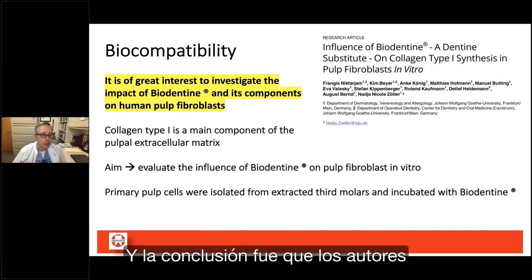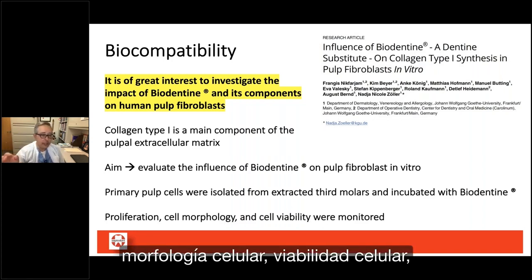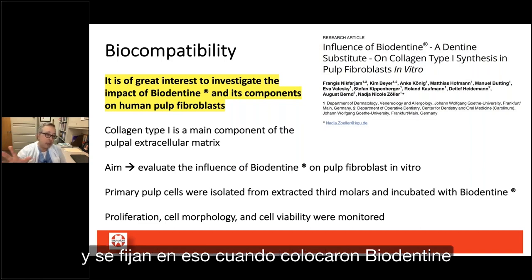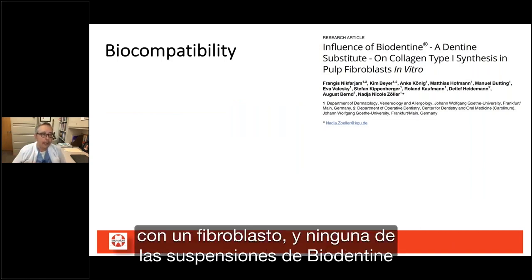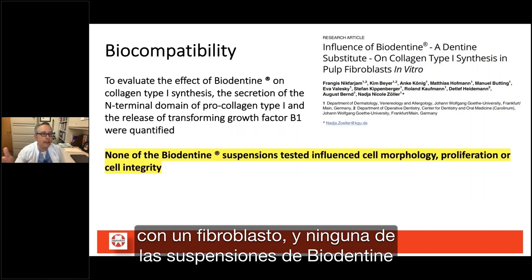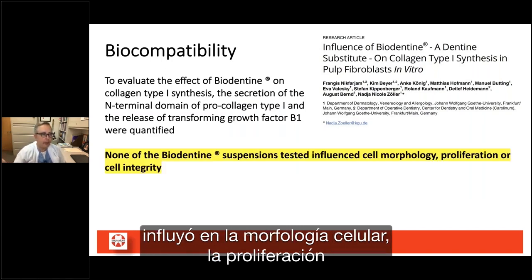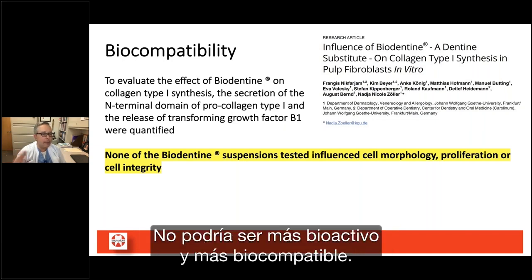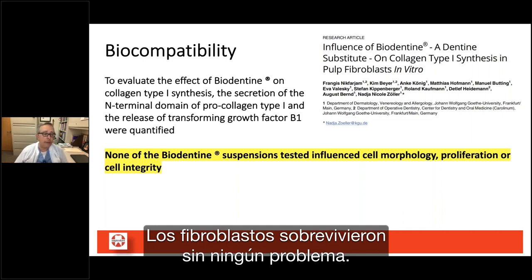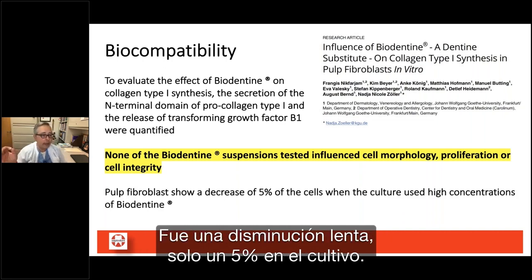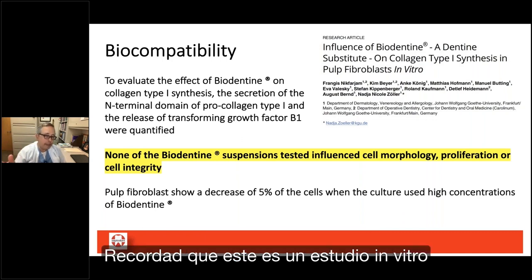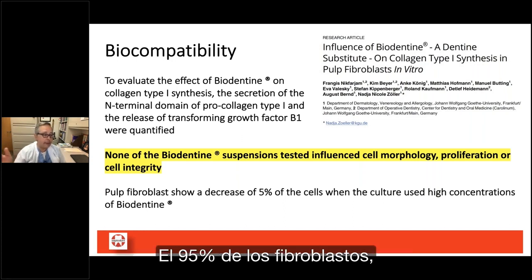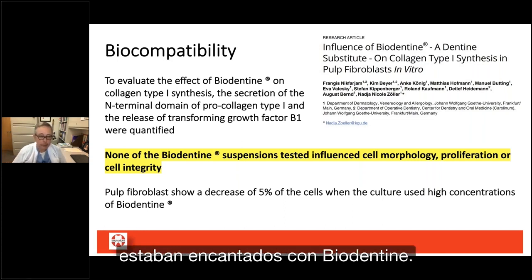The authors looked at proliferation, cell morphology, and cell viability when they placed Biodentine with the fibroblasts, and none of the Biodentine suspensions influenced the cell morphology, proliferation, or cell integrity. That cannot be more bioactive and more biocompatible. The fibroblasts survive without any problem. It was a slow decrease, only 5% in the culture. Remember, this is an in vitro study, but still excellent results. 95% of the fibroblasts actually love Biodentine.